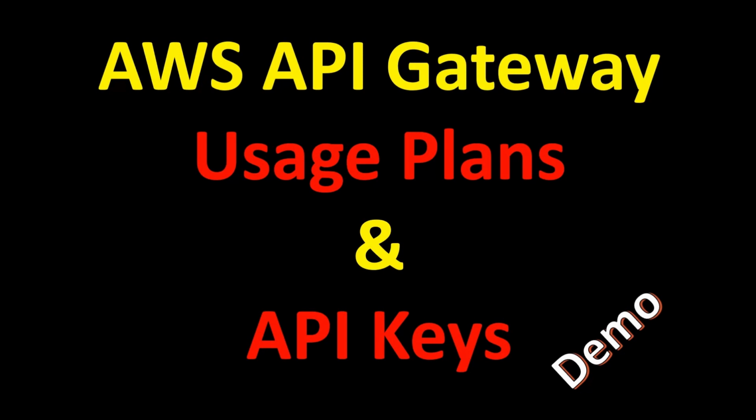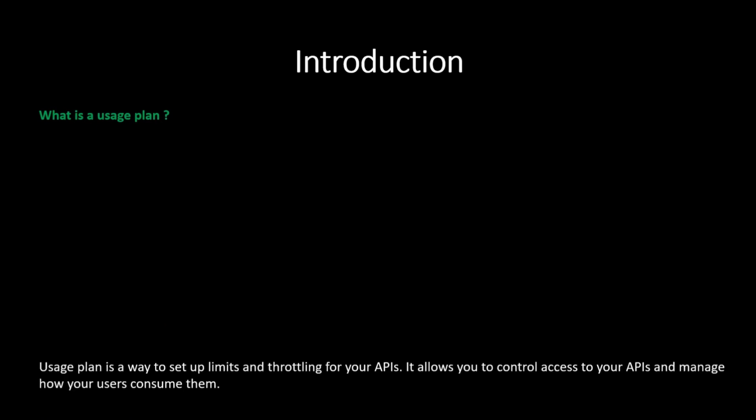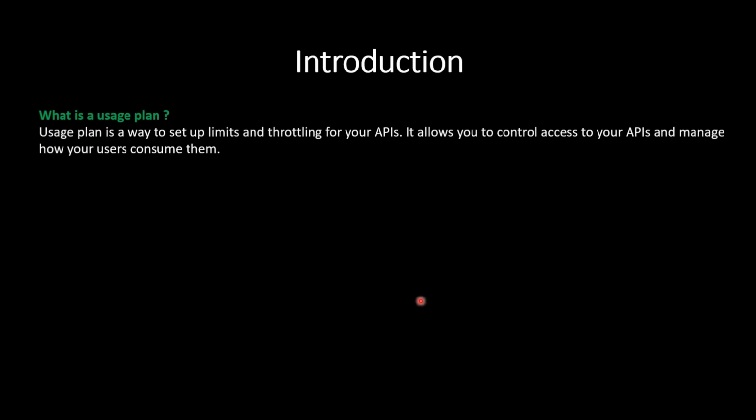So let's get started. Before going to the demo, let us first see some theory about usage plans and API keys to understand it better. So what is a usage plan? Usage plan is a way to set up limits and throttling for your APIs. It allows you to control access to your APIs and manage how your users consume them.